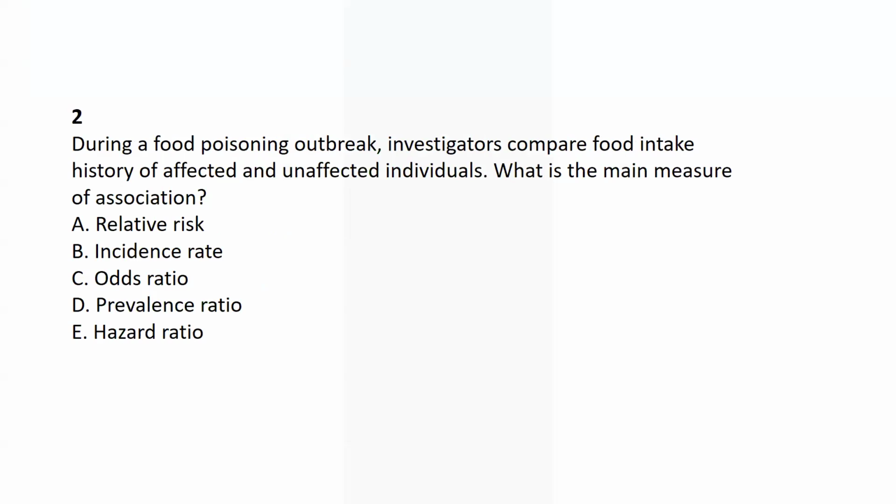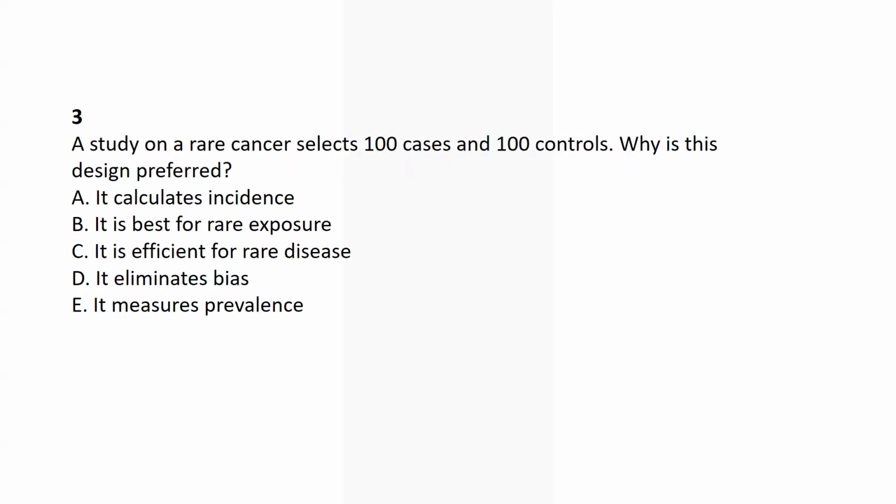Question number 2: during a food poisoning outbreak, investigators compare food intake history of affected and unaffected individuals. What is the main measure of association? Option A, relative risk; B, incidence rate; C, odds ratio; D, prevalence ratio; and E, hazard ratio. C, odds ratio.